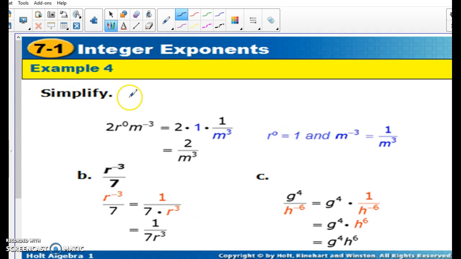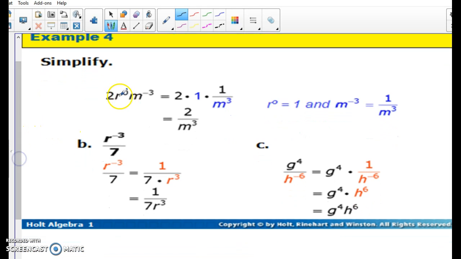Okay, so here's one where the work's already done for us, so I'll just talk through it. So I have 2r to the 0 power. Remember, anything to the 0 power is 1. So I'm going to replace that r to the 0 power with a 1. There it is in blue. Okay, so 2 times 1 is 2. M to the negative 3rd power. So let's make this a fraction. Maybe that's easier to see. It is on top. It's on the numerator part of the fraction. It's going to switch down to go to the denominator part. And we'll see that right here.